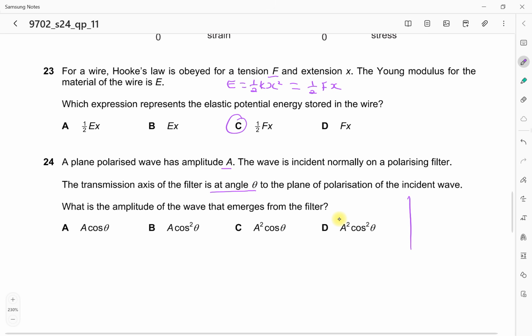If this is the vertical axis, the initial direction, and the axis has been transmitted through an angle theta, the initial amplitude was A. We need to find A in the direction of theta. That is resolving A in the direction of theta. That will be A cos theta. So the answer is A. We resolve A in the direction of the new position for the axis, so it is A cos theta.